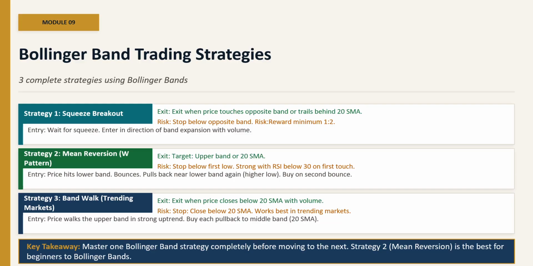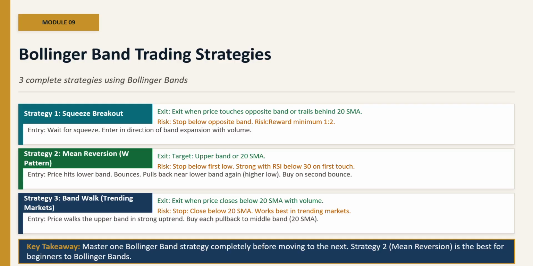Strategy 2. W bottom mean reversion. Price hits the lower band, bounces, pulls back near the lower band again, forming a higher low, a W pattern. Buy on the second bounce. Target upper band or middle band. Stop below the first low.